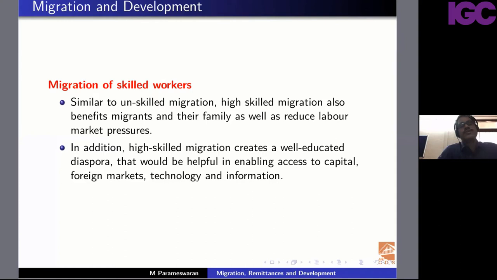That is beneficial for the country of origin in many ways. Some of the ways we will discuss later. For example, when you have a large diaspora abroad, it is possible for you to access capital, access technology, as well as it also helps you to increase your trade, all these things. So these are the benefits of a diaspora that some countries value.